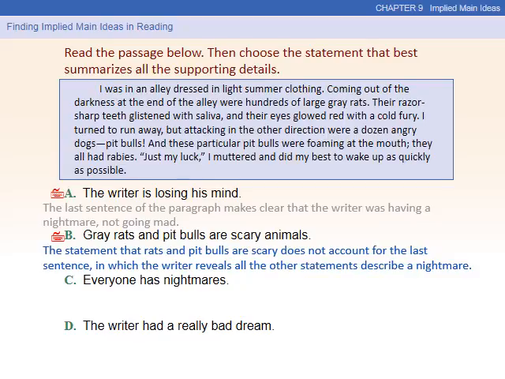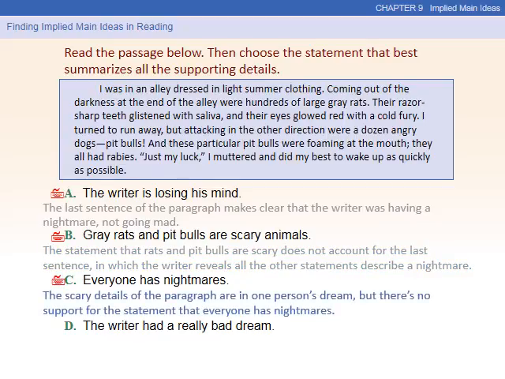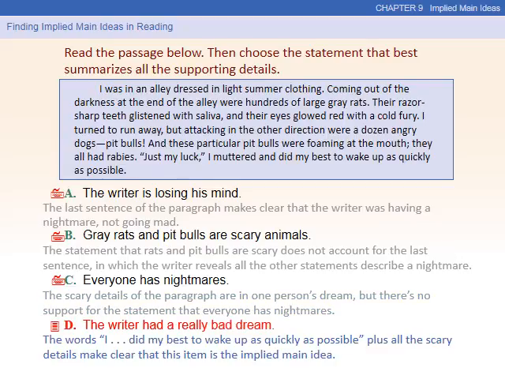Let's look at the next one. Everyone has nightmares. This is a difficult one. Everyone has nightmares means that it's talking about other people besides the author. But if we look at this one, the author doesn't talk about anyone else but herself. So this one doesn't make sense either, because it's just about one person's dream rather than about everybody's dream. That leaves us with this last choice. The writer had a really bad dream, and this is the best answer. The description of the dream with the rats and the dogs shows that it was bad, and the fact that it was a dream is made clear in the last sentence where it says that she was trying to wake up as quickly as possible.